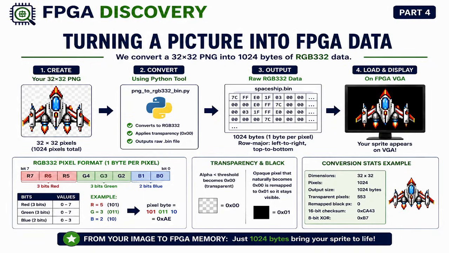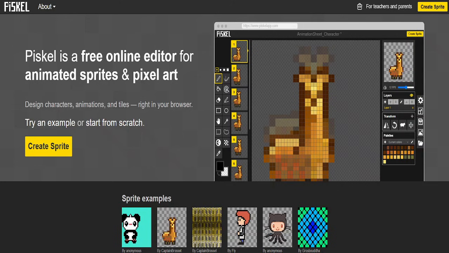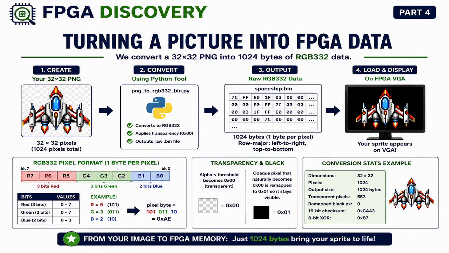So we're going to start with a 32 by 32 PNG that you can create in any pixel art software such as Aseprite, or use the free browser-based Piskel at piskelapp.com. I wrote a small Python utility that converts that image into RGB332 format. RGB332 gives us 3 bits of red, 3 bits of green, and 2 bits of blue, all packed into a single byte. Since our sprite contains 32 times 32 pixels, that's 1024 pixels, and because each pixel requires 1 byte, our binary file is exactly 1024 bytes.